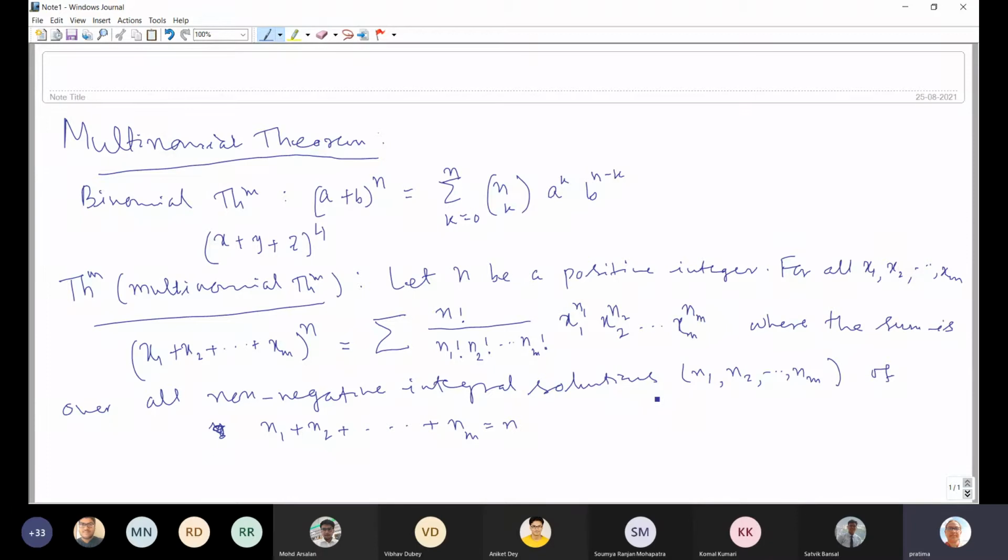So for this multinomial theorem, how do you get the proof? How can you proceed about a proof?